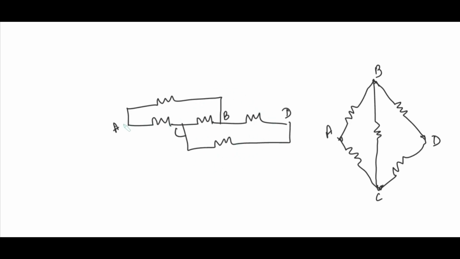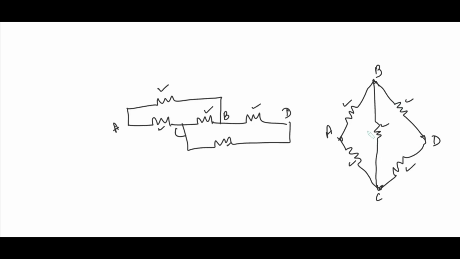How? You can see a resistor connected between A and B. So over here, a resistor connected between B and D. A resistor connected between A and C. A resistor connected between C and D, and finally a resistor connected between C and B is here. So we have these five resistors in the Wheatstone bridge.